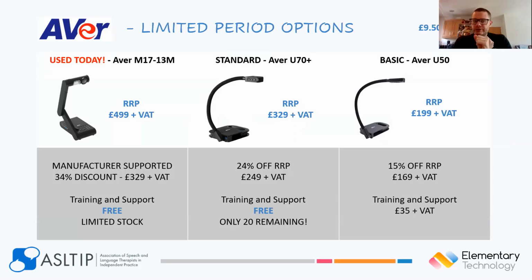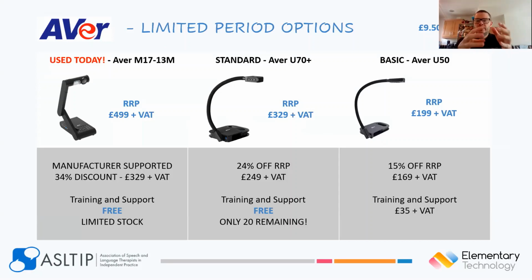Does it have a higher quality zoom? So the M17 has a high quality zoom. And the camera, so you want a high quality camera as well. And the warranty. So the warranty on the M17 is 5 years. On the other 2 models, it's 2 years.